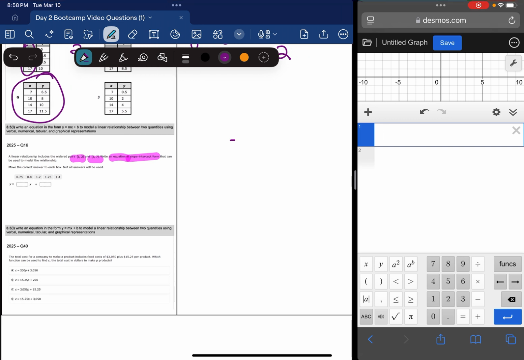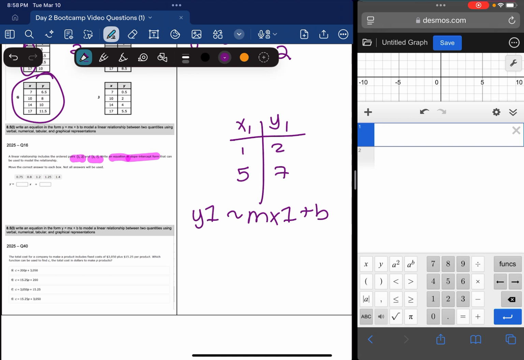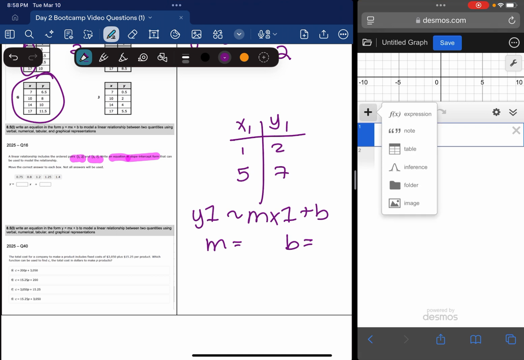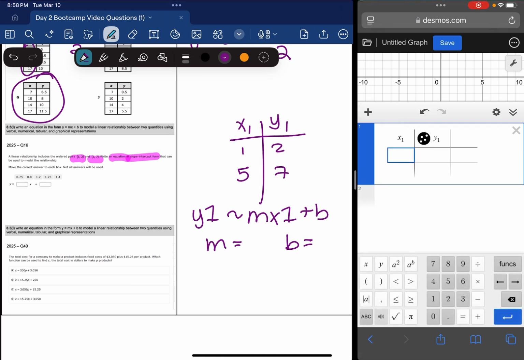So in this case, we would create a table, put those 2 coordinates on the table, use our Desmos-friendly slope-intercept formula. Remember, we have to show this on our screen to scratch.